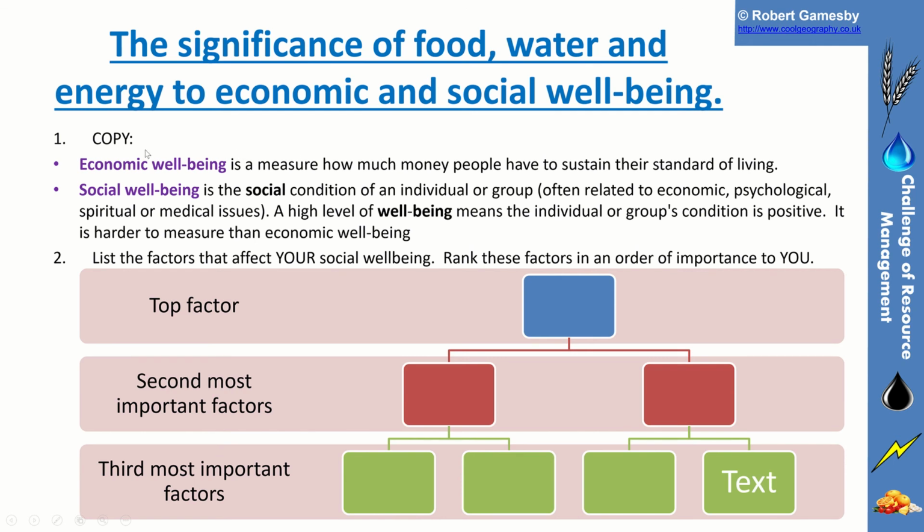In terms of tasks, you've got 2 definitions to write down. List the factors that affect your social well-being, and then rank them. It might be your friends and family, it might be your access to clean water, it might be whether you've got access to technology and so on, and then just rank them in a table.